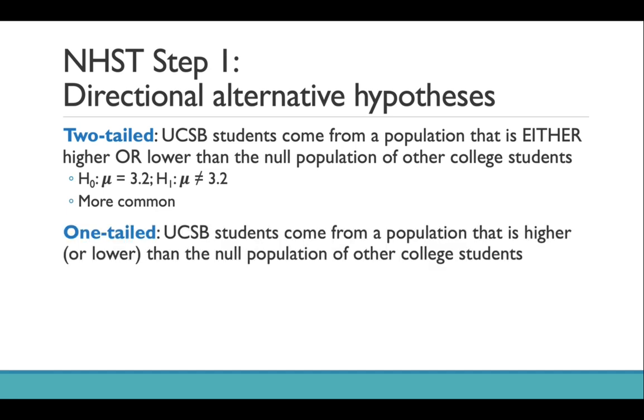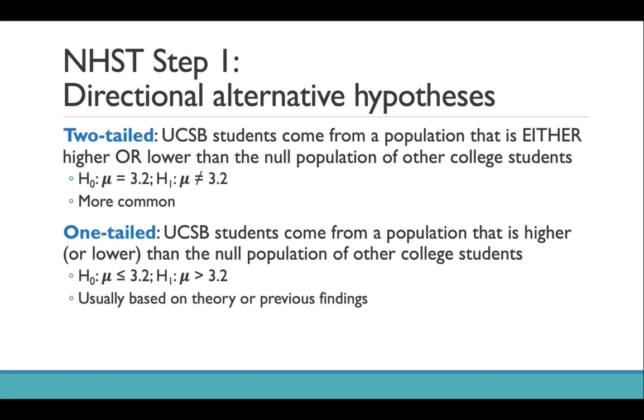A directional, or one-tailed, alternative hypothesis would be something like this. UCSB students come from a population that is higher than the null population of other college students. Or, alternately, UCSB students come from a population that is lower than the null population of other college students. So in this case, if we go with the alternative that it's higher, our null would be that mu is equal to or less than 3.2, and our alternative hypothesis would be that mu is greater than 3.2. Notice that, once again, the null and the alternative completely exhaust the logical possibilities. One of them, and exactly one of them, must be true.